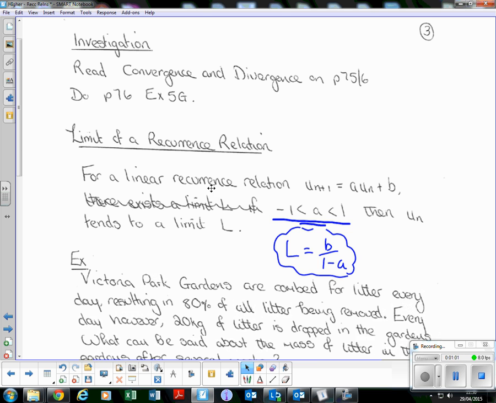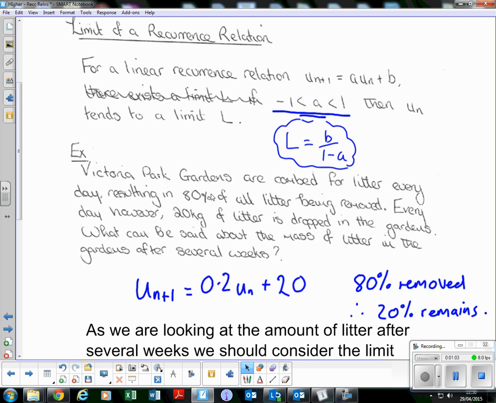I'd like you to have a read of that as well, but I'm going to go into the limit of a recurrence relation. So as I was mentioning before, it looked as though in that example from the last lesson it was moving towards a certain value. We'd call that value it moves towards and sticks at the limit of the recurrence relation.